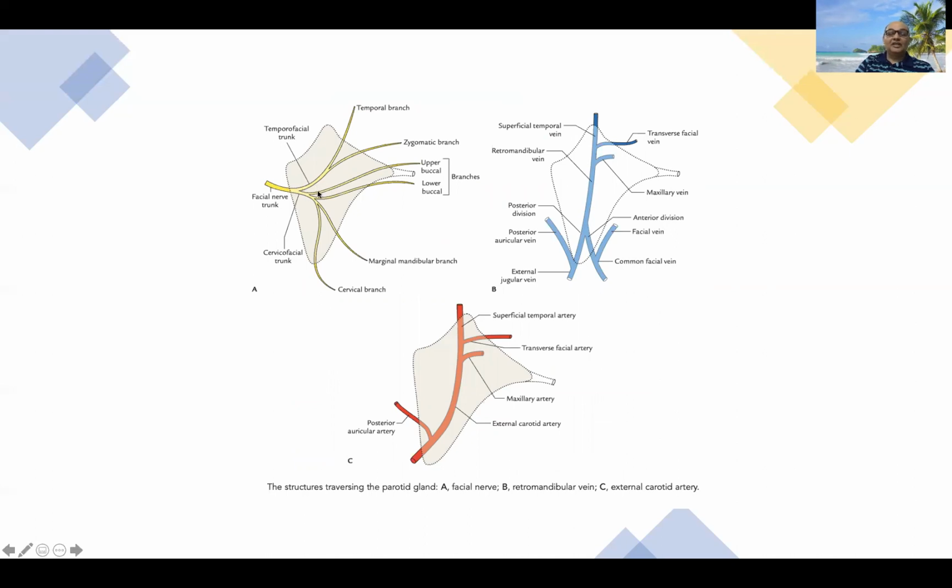You're looking at the facial nerve and its branches. Then you're looking at the retromandibular vein and how it's been receiving its tributaries and how it's been dividing. And then you're looking at the external carotid artery, which is coming from my common carotid artery. This external carotid artery ends within the substance at the neck of the mandible, and it's becoming the maxillary and the superficial temporal artery. So that has all been shown.